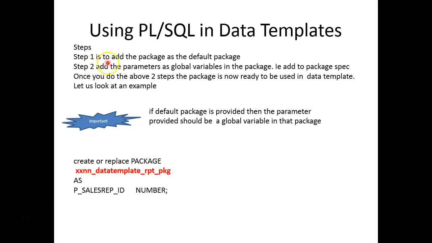The first step would be to add the package as a default package. Second is to add the parameters as global variables to the package. It's basically adding the global variables to the spec. If you have any lexical parameters, you would have to add those in the spec too. We'll go through the example that we have.